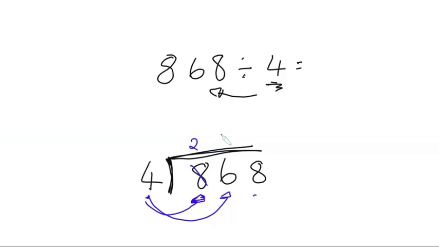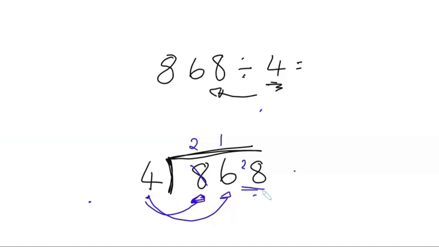4 goes into 6 once, okay? And there are some remainders because it doesn't split equally. 4 goes into 6 once, and there are 2 remainders. So where does that 2 go? Where do we write the number 2? We write the number 2 next to the 8.